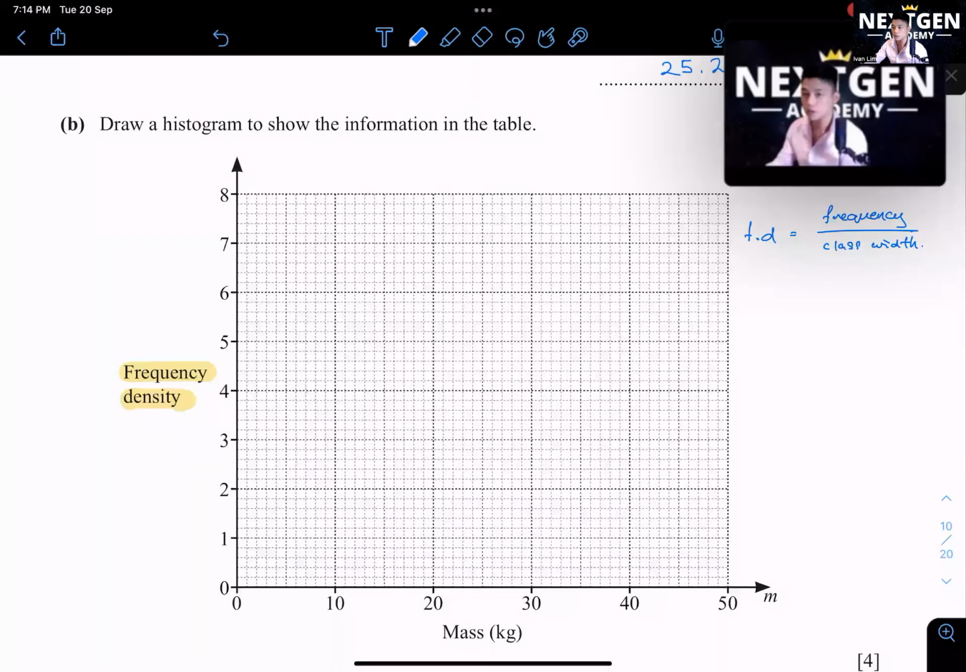2x cubed minus 8x squared plus 9x squared minus 36x minus 18x plus 72. Simplify it. 2x cubed plus x squared minus 54x plus 72. Oops, minus 54x plus 72.